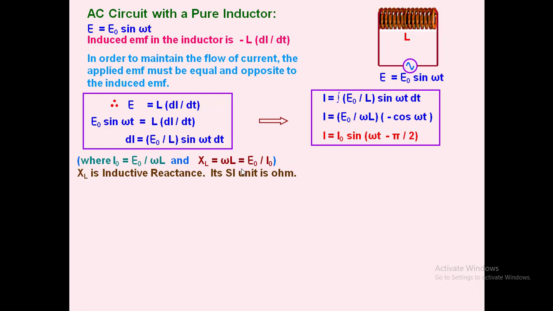Now, here omega L is called as XL, which is also called as inductive reactance. Its SI unit is ohm alone. XL, the inductive reactance, is equal to omega into L. So, if you substitute here, you are going to have XL as E0 by I0. Now, current lags behind EMF by pi by 2 radian.